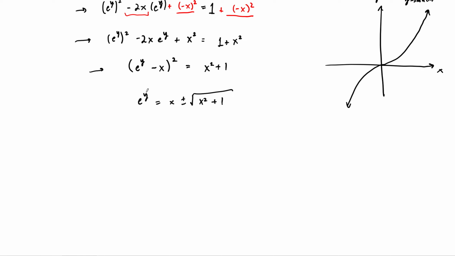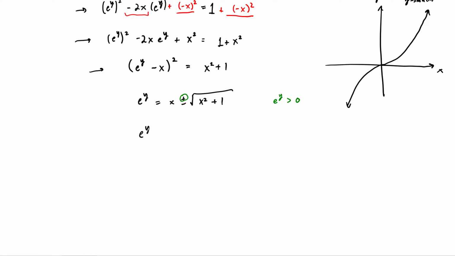Well, e to the y, we've just said previously that this number has to be positive, and when you compare x with the square root of x squared plus 1, the square root of x squared plus 1 is always larger than x, right? Even if x is positive, this is always going to be larger. And so that means that we have to take the plus here. Otherwise, we would get a negative answer for e to the y. So the reasoning here is that e to the y is always positive, right? And so to get that, we need to keep that plus sign.